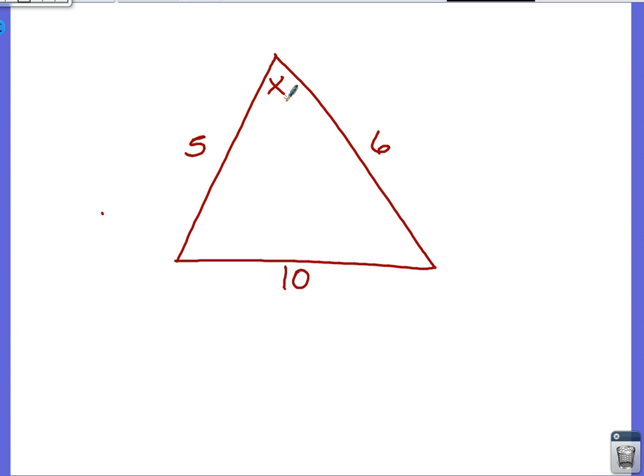Law of cosines says a squared, and the a's in your formula, if you're dealing with the a squared and the cosine a type of formula, those will always be the two that are across from each other. So you have 10 squared equals, the other two don't matter, 5 squared plus 6 squared minus 2 times 5 times 6 times the cosine of x.